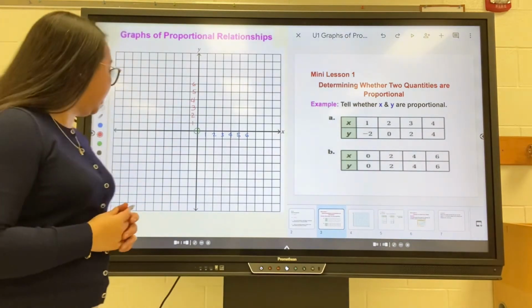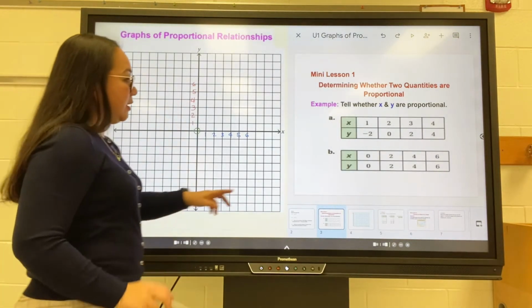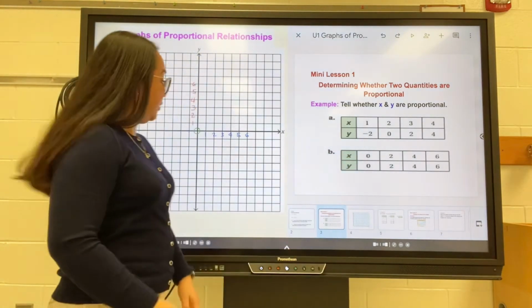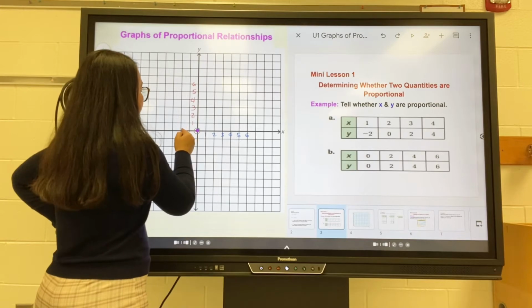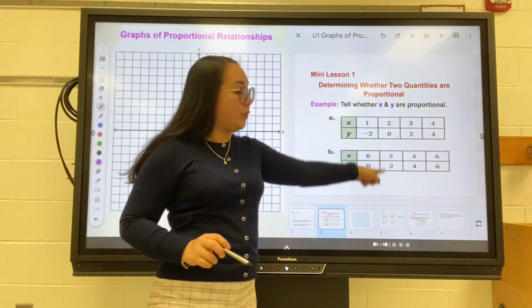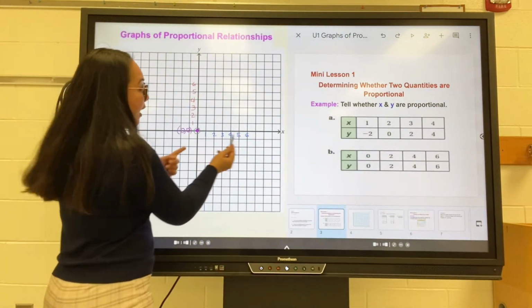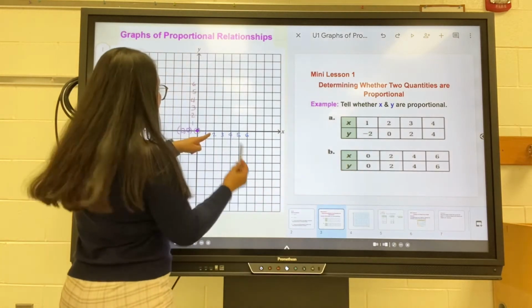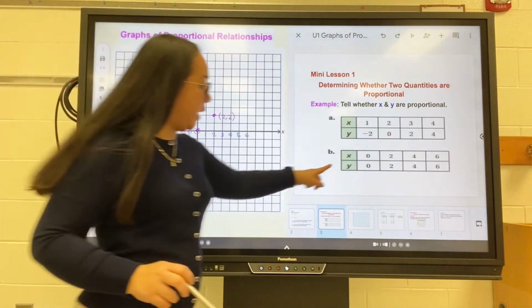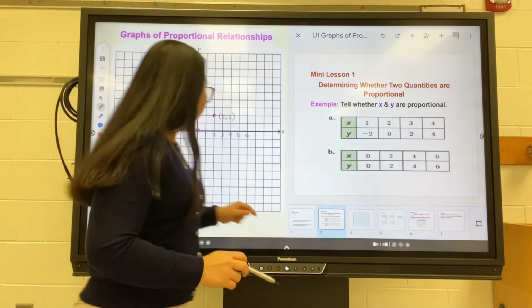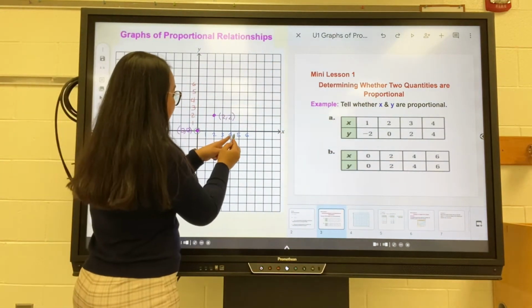The first ordered pair is 0, 0. So of course, this is 0, 0. Plot the points here. The second ordered pair, we have 2 and 2. So look for the x-axis. X is 2, y is 2. So plot the points here. Next ordered pair, we have 4 and 4. So x-axis, this is the 4.